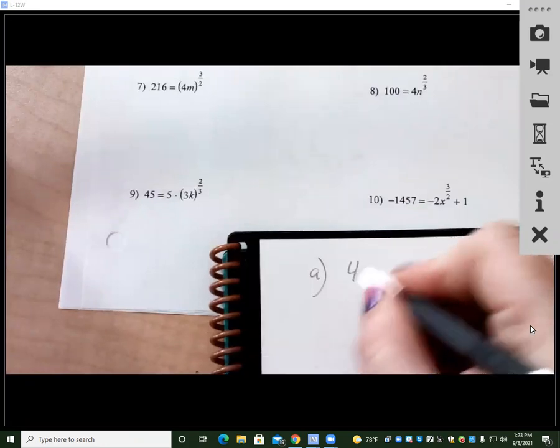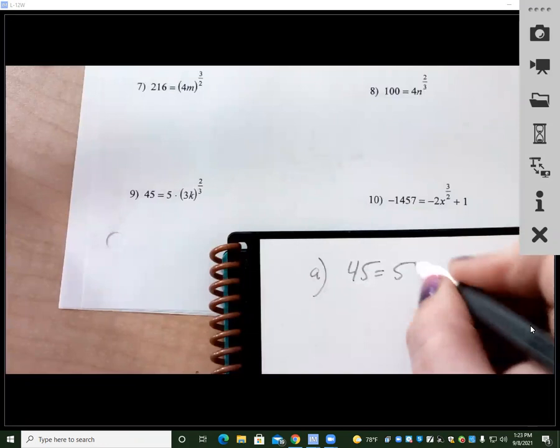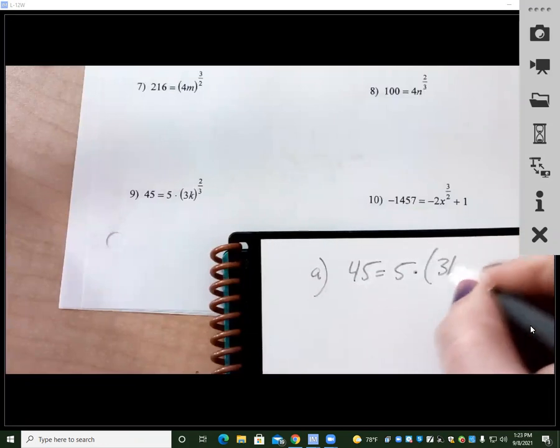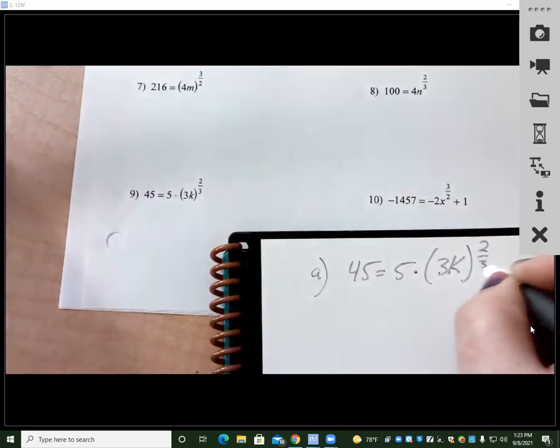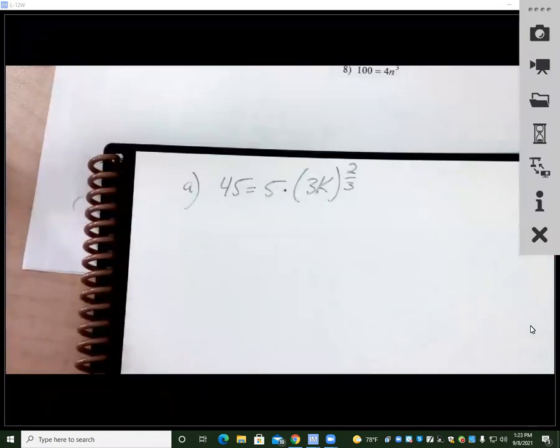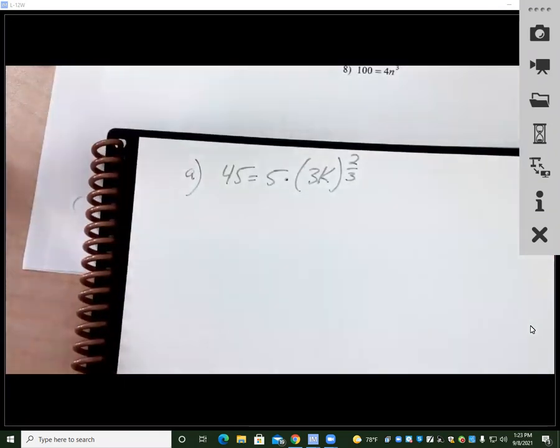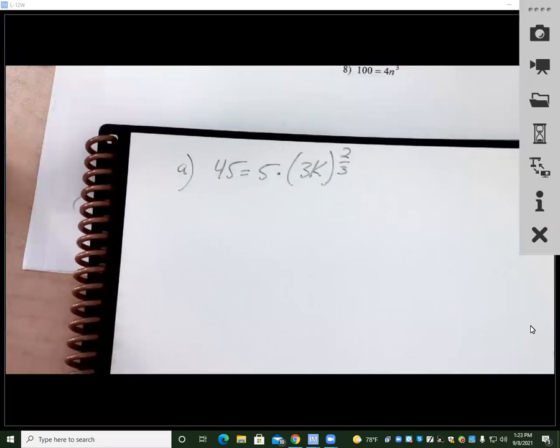45 equals 5 times 3k to the 2/3. So I'm going to give you all a moment to just try this one by yourself. Let's see if we can arrive at a common answer.